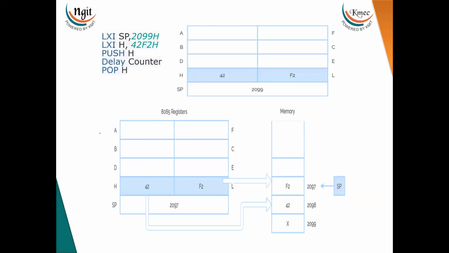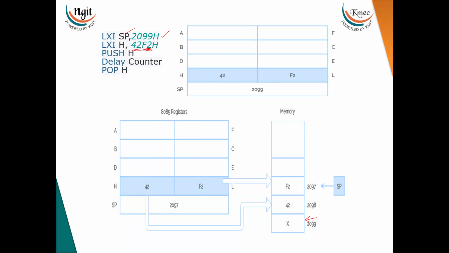Now we will see one example of how to write the program and how the content is moved. Here SP is given 2099, which means the stack pointer is initialized and pointing to memory location 2099. After that, LXI H with some data means whatever data is given is moved onto the HL register pair. In this data, one part is called the lower byte and the other the higher byte.